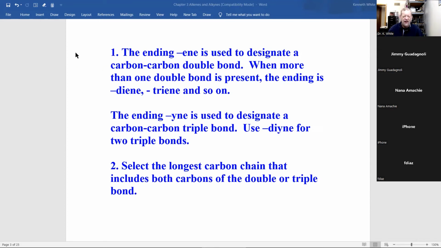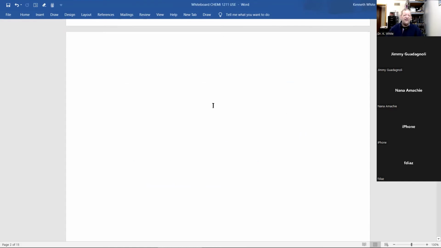All right, now let's talk about nomenclature of alkenes. So I better draw an alkene on the whiteboard. Now, from now on, there are a couple important things you should always remember and do. One, how many bonds to carbon? 4.